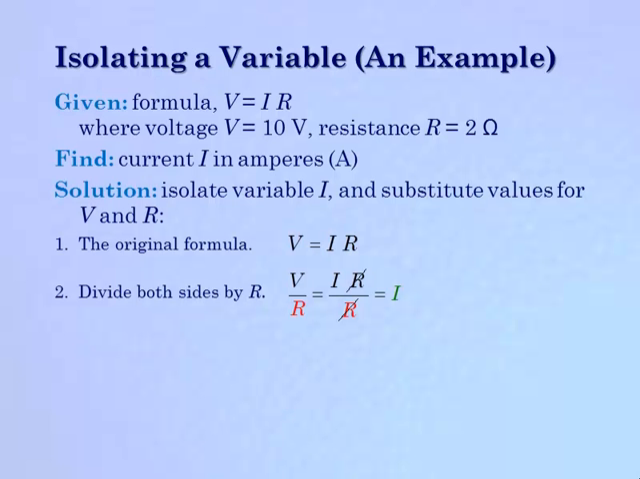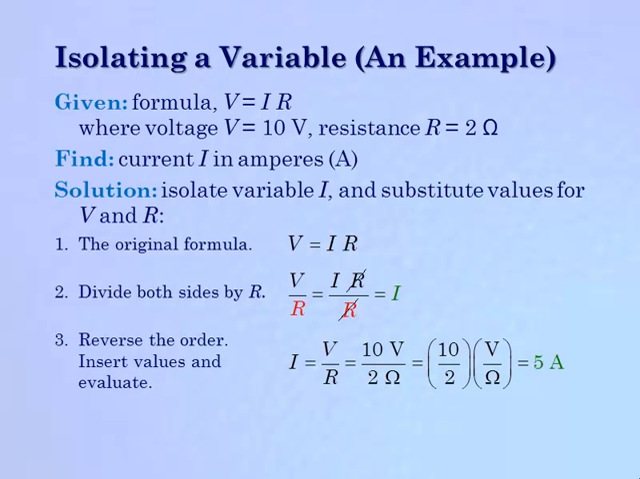So now we can just simply reverse the order. I is equal to V divided by R, and insert the values that we were given and evaluate to find out what the current will be. And sure enough, 10 divided by 2 will give us 5, and volts divided by ohms is the same as an amp, so the answer is 5 amps.